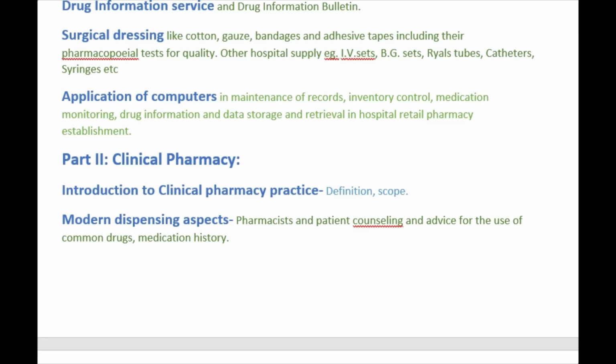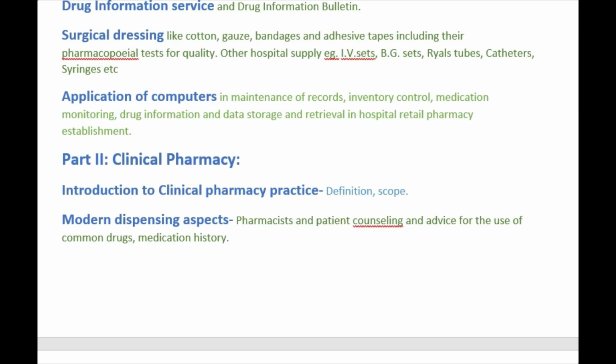Next chapter is application of computers. It contains the study of application of computers in maintenance of records, inventory control, medication monitoring, drug information and data storage, and retrieval in hospital, retail pharmacy, and pharmacy establishment.